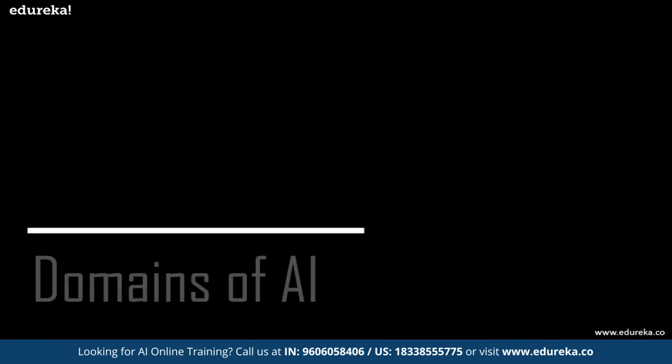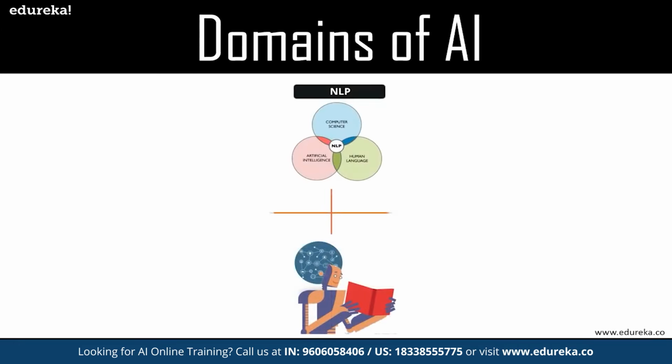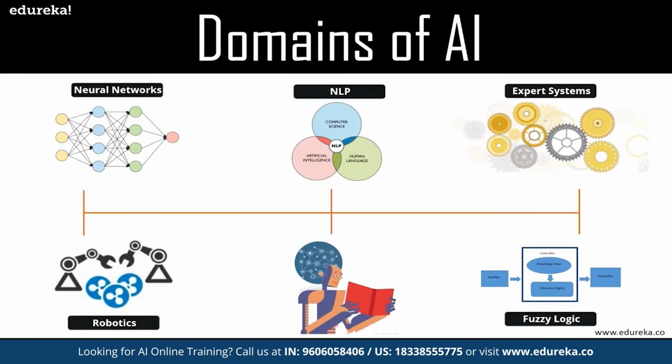Now, if we have a look at the different domains of artificial intelligence, first of all, we have neural networks. So neural networks are a class of models within the general machine learning literature, and they are a specific set of algorithms that have revolutionized machine learning and artificial intelligence. If you want to know more about neural networks, I'll drop a link in the description box below for the deep learning and neural networks tutorial.